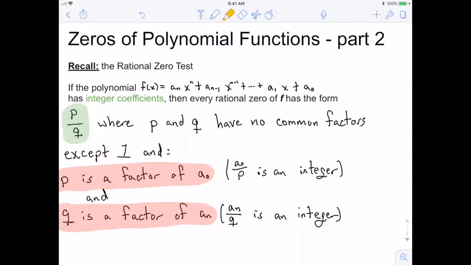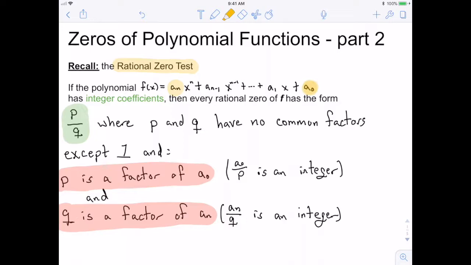In this lecture, we'll further develop theories for finding zeros of polynomial functions. Now, all of these will revolve around our rational zero test, so let's recall that real quick. If we have some polynomial whose leading coefficient is an and whose last coefficient is a0, then we can find the rational zeros of our function by looking at this p over q form, where p is a factor of a0, meaning we can divide a0 by p and get an integer, and q is a factor of an.